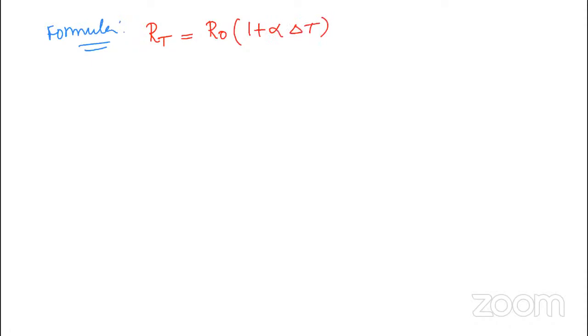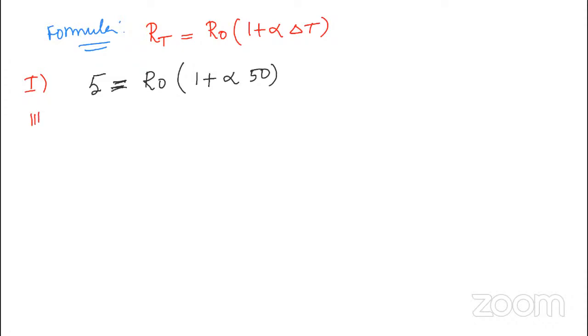Okay, so for the first case, they have given the value of RT, the resistance value at the given temperature. For the first case, it is 5 is equal to R naught into 1 plus alpha into 50. Okay, so this is for the first one.